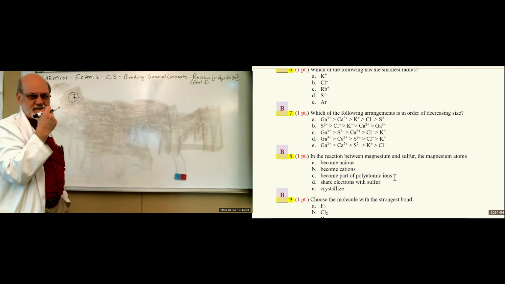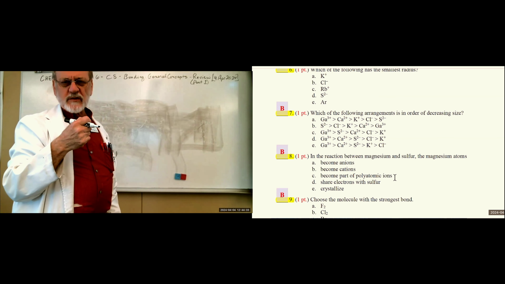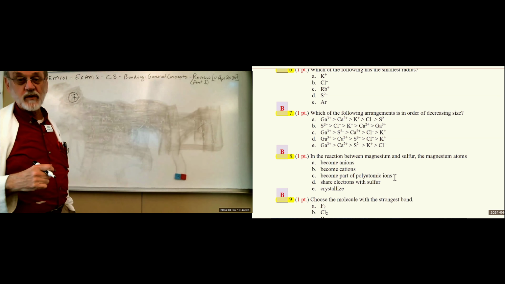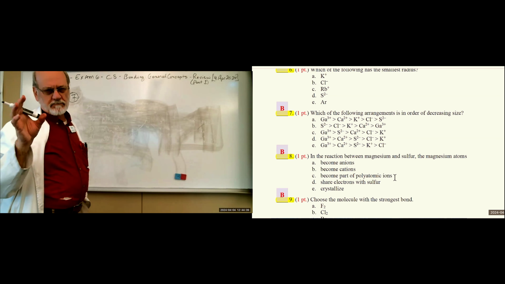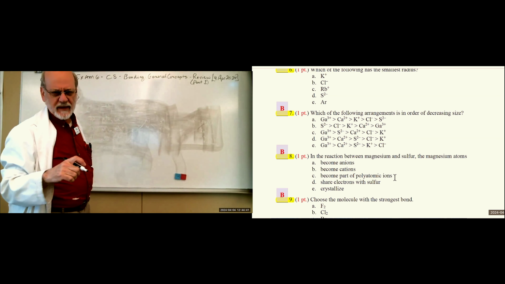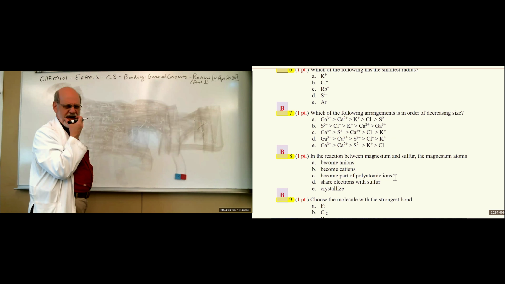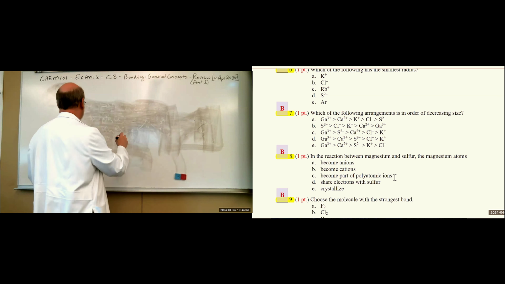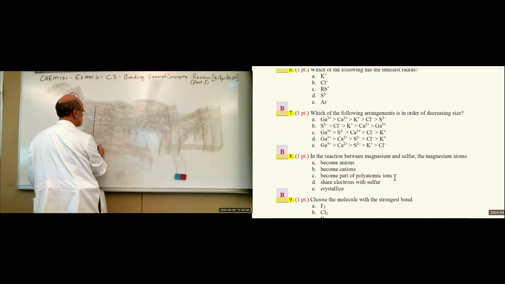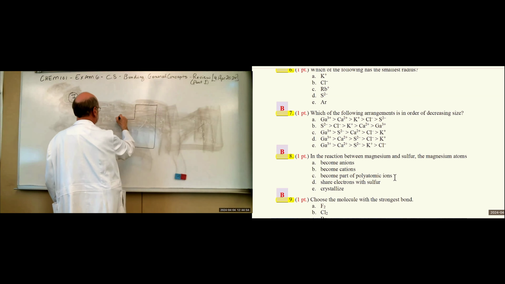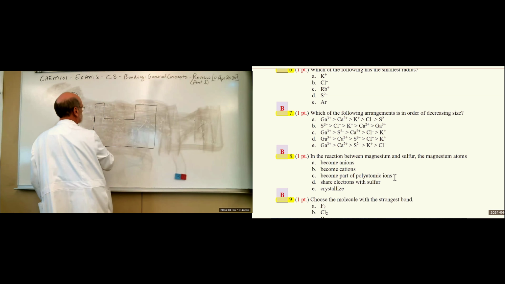About 7. Which of the following arrangements is in order of decreasing size? Okay, now we got a real problem. Okay, what do we have to choose from? Gallium. You know what? What if we do this? Try to put them in the periodic table in relative position. How about that?